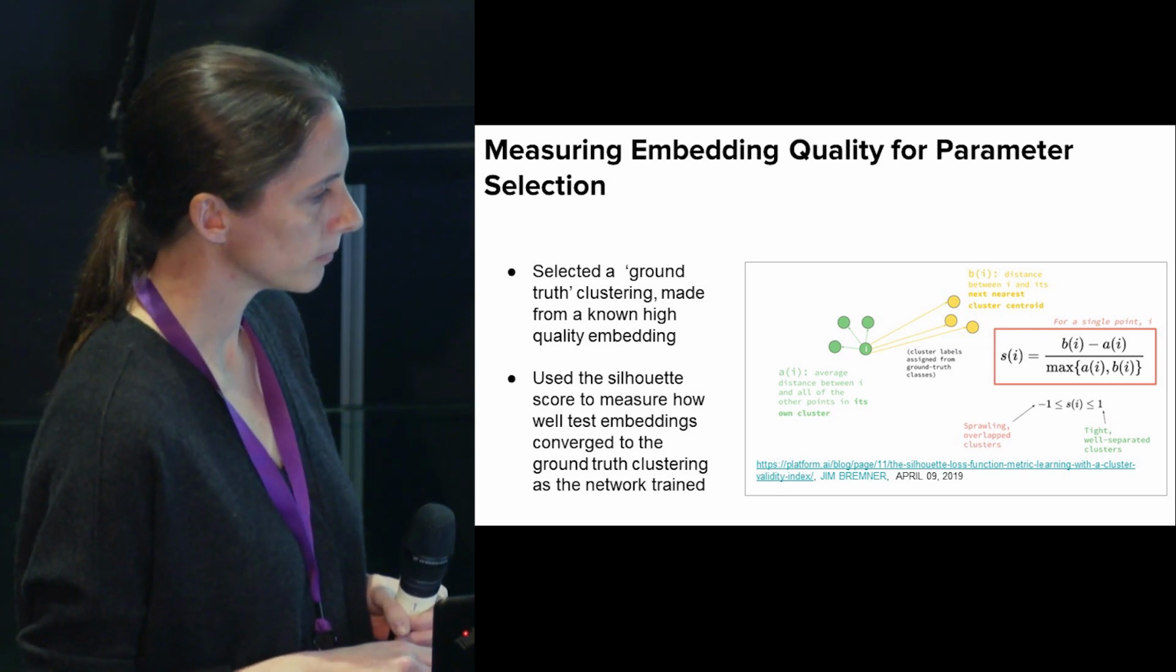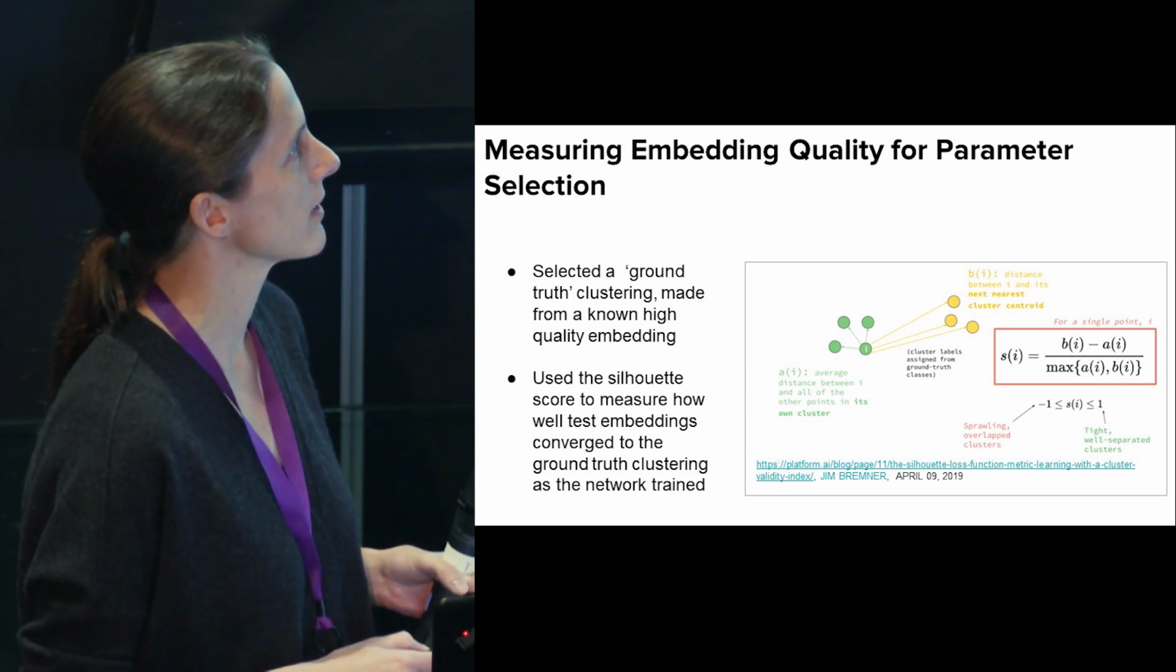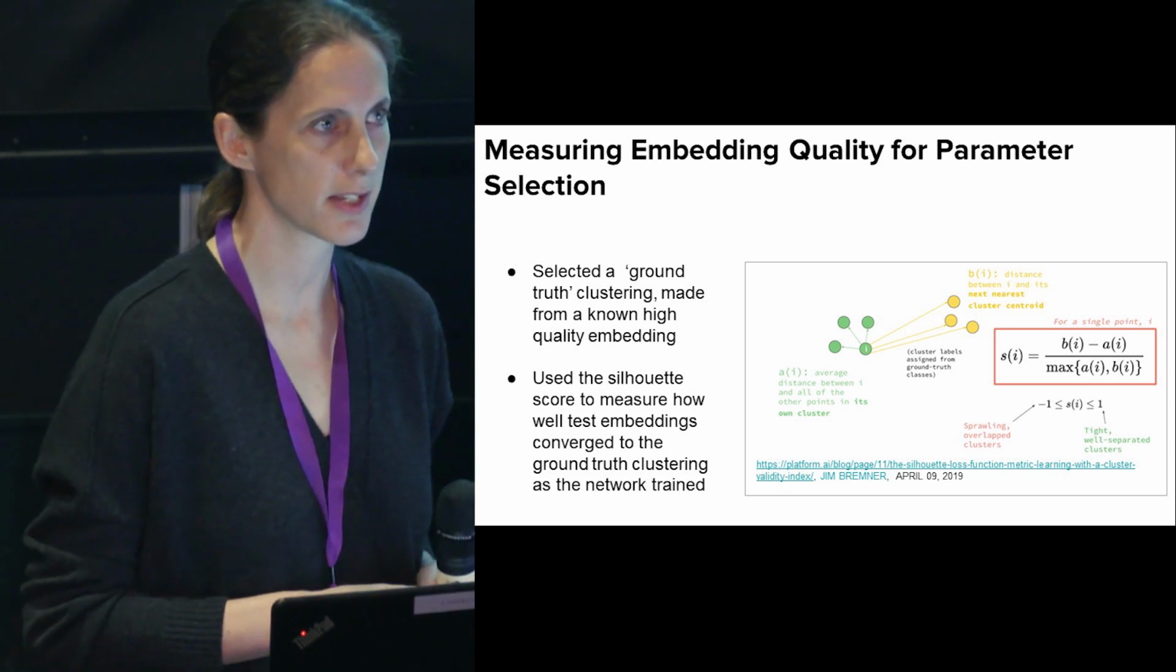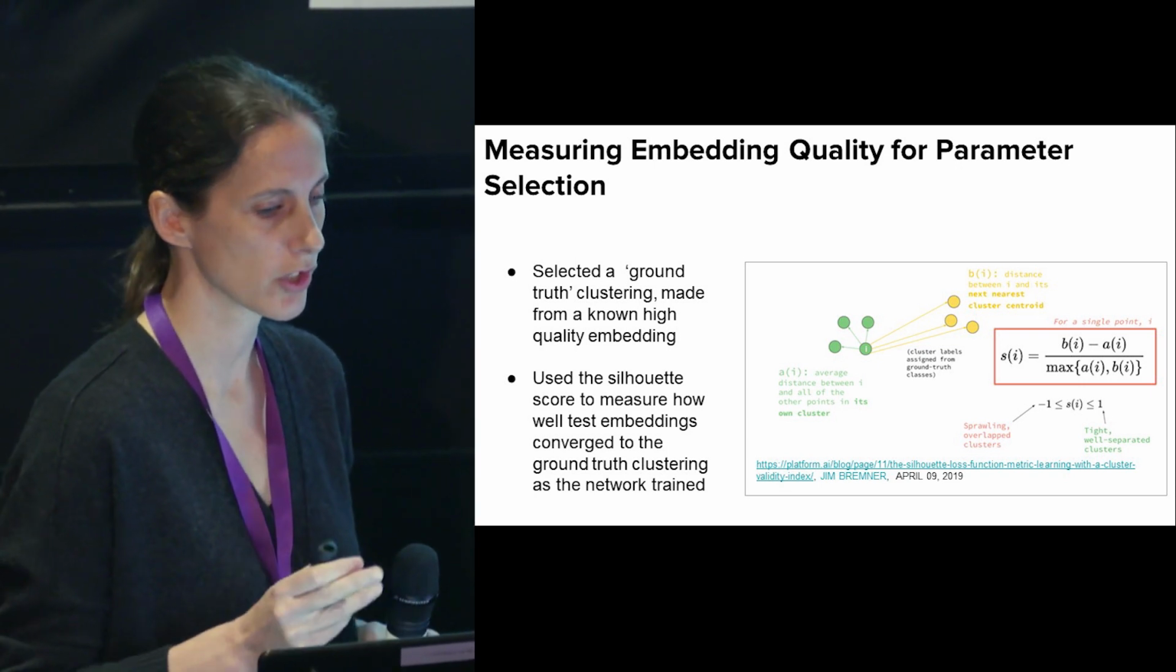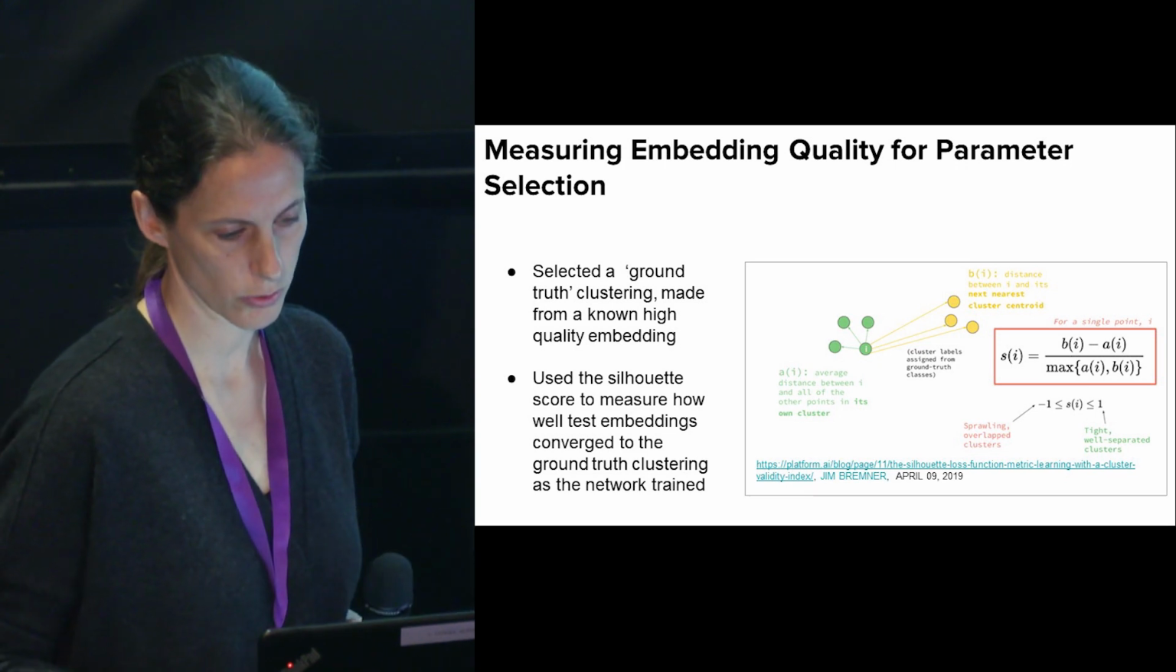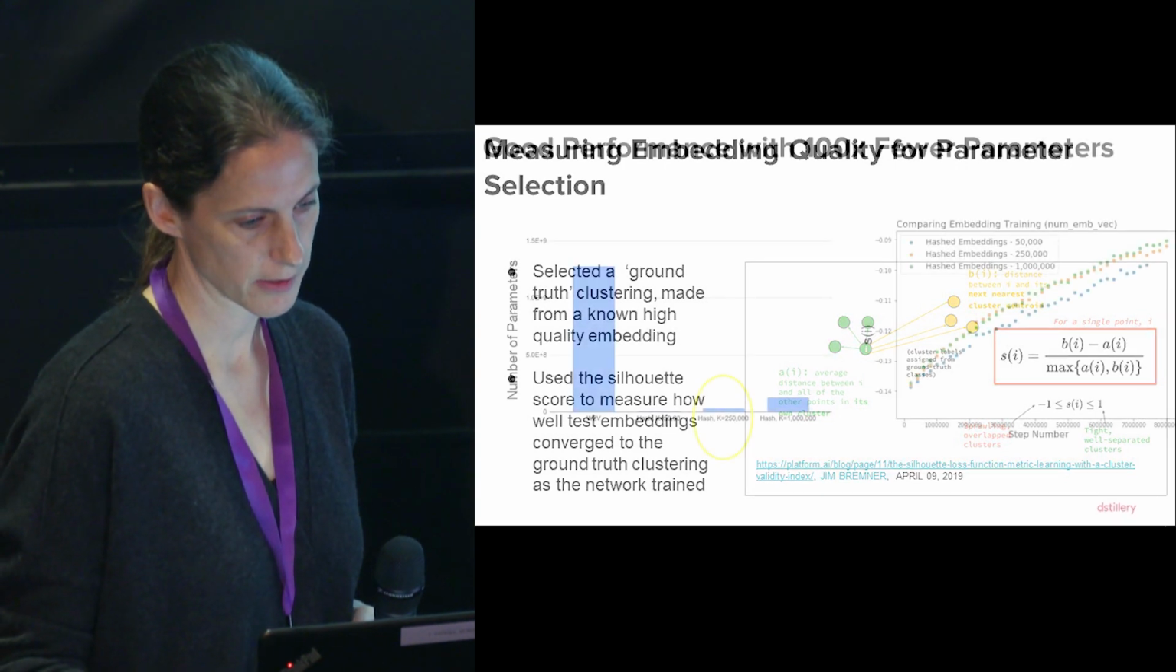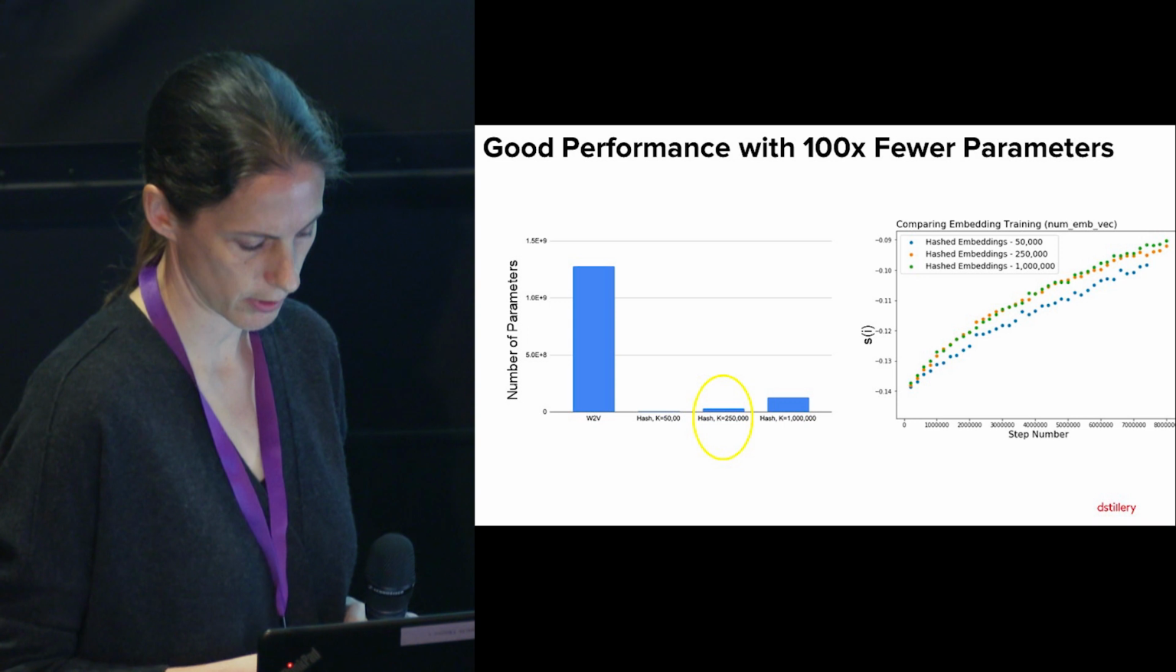So this metric is not perfect, but it works well. We can see how embeddings are converging to what we believe to be the ground truth over time as they train. And so here's an example of using that metric.